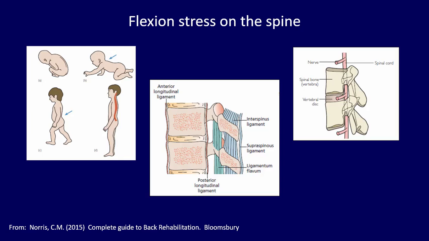Reminding ourselves of the anatomy of this area, we can see that either side of the vertebral bodies we have a longitudinal ligament which travels the whole length of the spine. Anterior longitudinal ligament in front of the vertebral bodies, posterior longitudinal ligament behind. And then the facet joint capsules become thickened to form the ligamentum flavum. Between the spinous processes we have the interspinous ligament. On top of the spinous processes we have the supraspinous ligament.